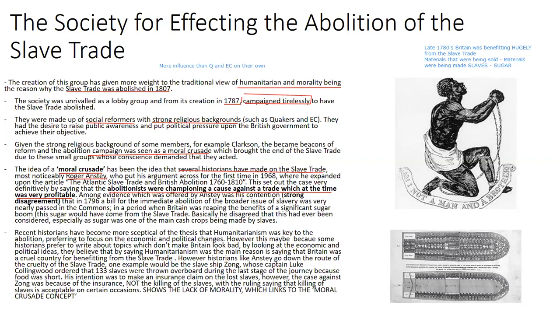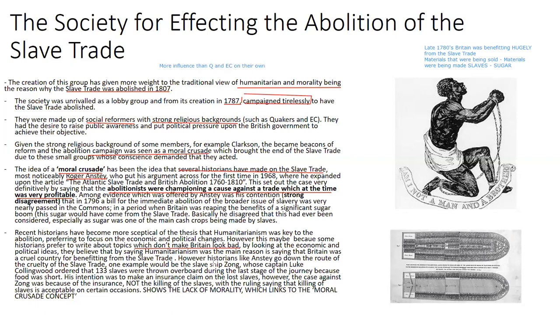Now, there are some historians, and this is an argument against the society, some historians have become more sceptical on the thesis, the idea that humanitarianism and religion was key to abolition. A lot of historians like to focus on the economic and political changes. But there's a reason for this. If you look at the last bullet point, it may be because some historians prefer to write about topics which don't make Britain look bad. Some historians want to focus on the concept that it was because Britain was changing that we stepped away from this slave trade. Because politics was becoming more sympathetic, we stepped away from this slave trade.